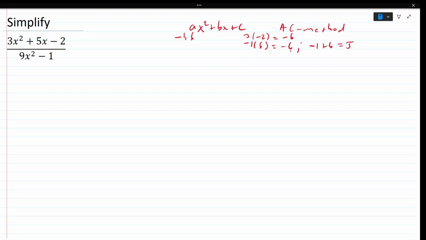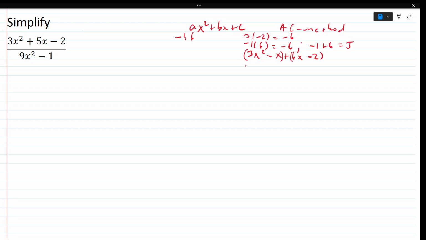So what you do next, once you find those two values, you break up your middle term using those two values. So this would be 3x squared, and then instead of plus 5x, you would write it as minus x plus 6x minus 2. Because if you combine those together, of course, it equals that 5x. And then you use factor by grouping. So we group together our first two terms. Now, since this is a plus sign between the second and third term, we just group together the second two terms, and factor out the greatest common factor from each pair.